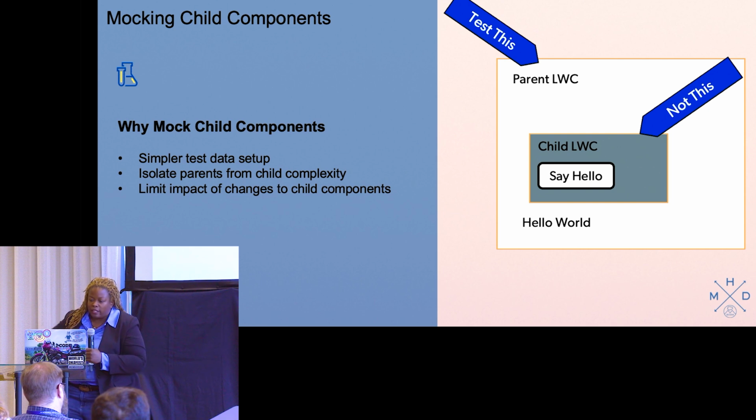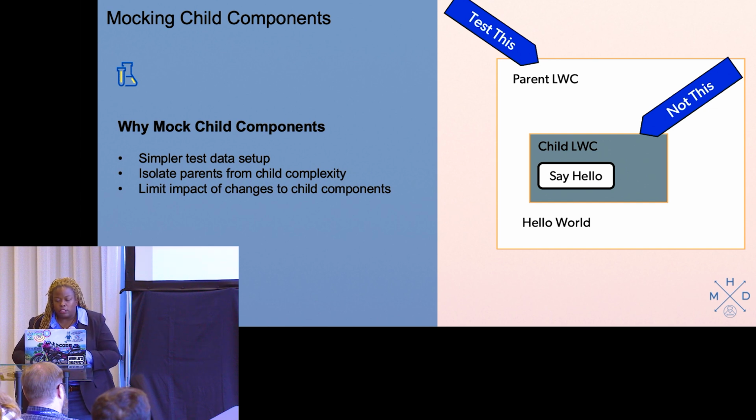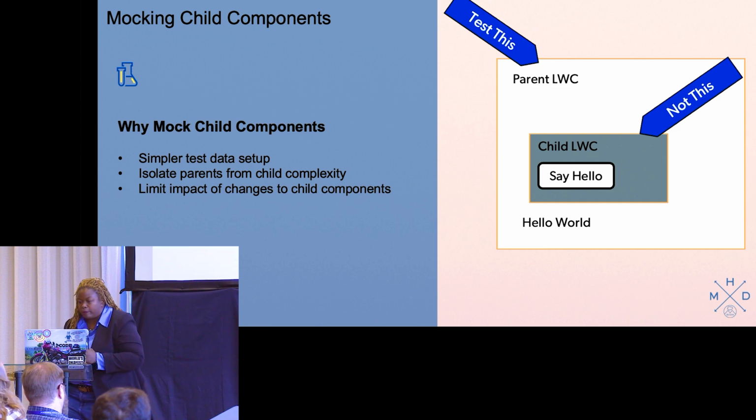I have a parent Lightning Web component, and within it, it has a child component, right? And that child Lightning Web component has a button. When the user clicks that button, it fires an event back up to the parent with a message in it, in this case, hello world. The parent displays that message. So this is a pretty simple use case, right?